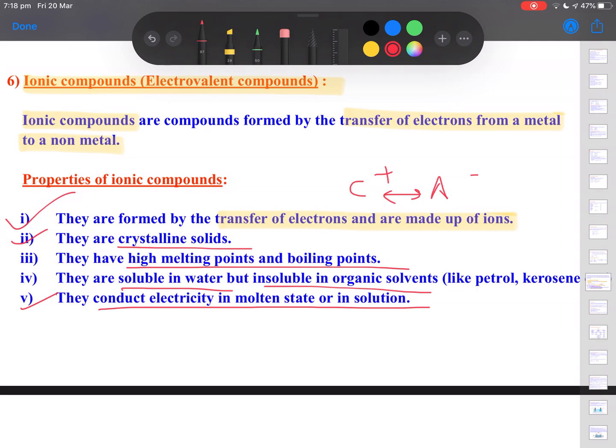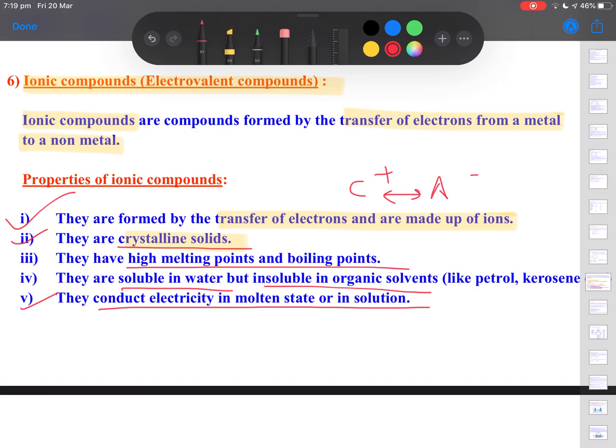They do not conduct electricity when they are in crystalline form. Why don't they conduct electricity? Because the cation and the anion are held together with the strong force of attraction. But when they are dissolved in water, these cations and anions become free to move, and once they become free to move, they conduct electricity. So that's a very important question.